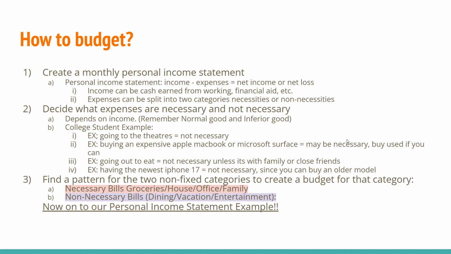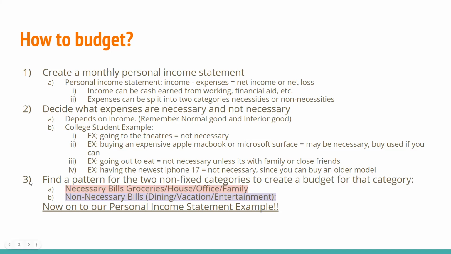Example two, buying an expensive Apple MacBook or Microsoft Surface. That might be necessary, right? But you always want to buy the older model if you can, or used. Example three, going out to eat. Now this is a tough one because it may not be necessary, but it may be necessary if you have family or close friends. Example four, having the newest iPhone 17. Not sure if that's the latest iPhone number, but obviously that's not necessary since you can buy an older model brand new at a cheaper price.